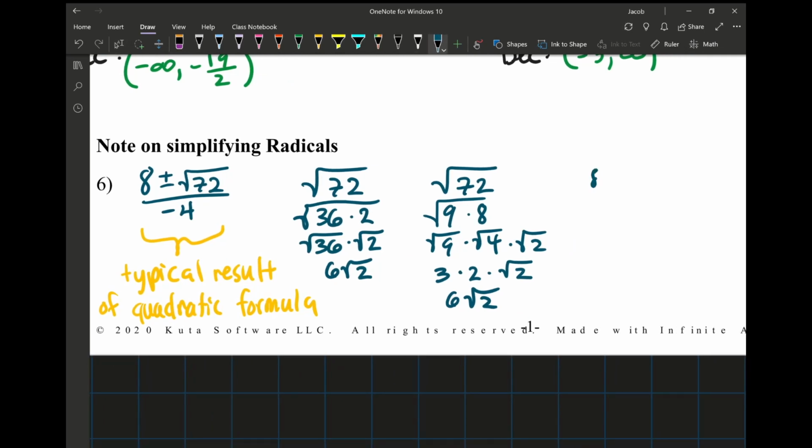And when you're simplifying this complex fraction, remember to divide 8 and 6 by -4. So I'll get -2 plus or minus 3 radical 2 over 2.